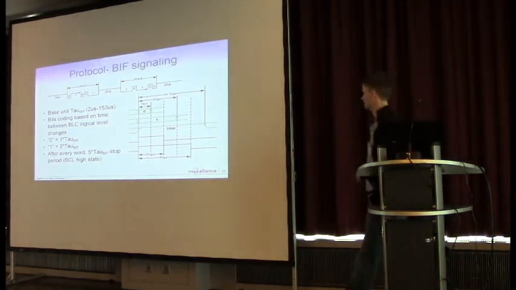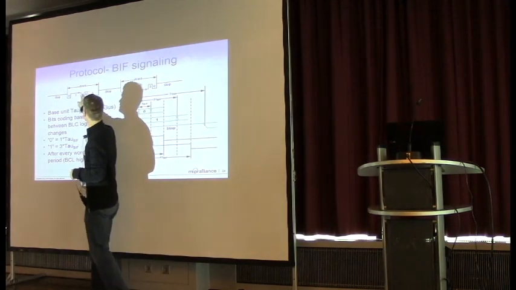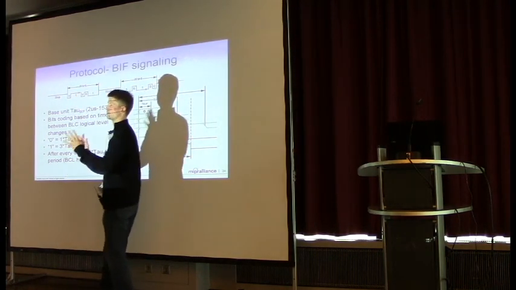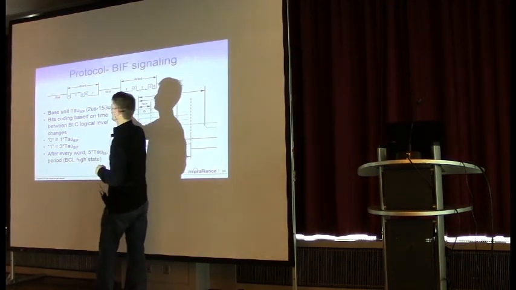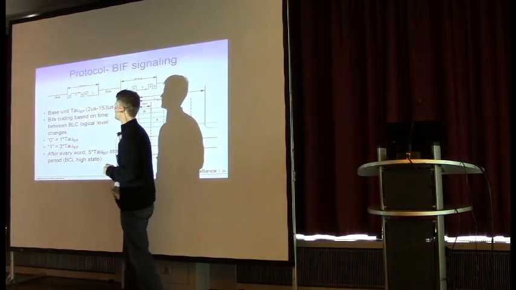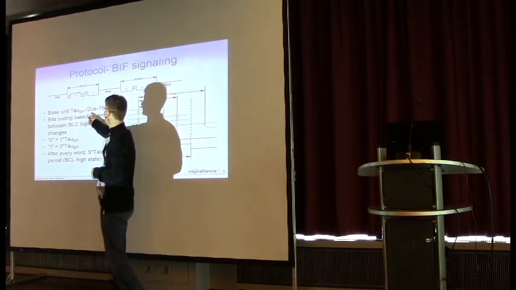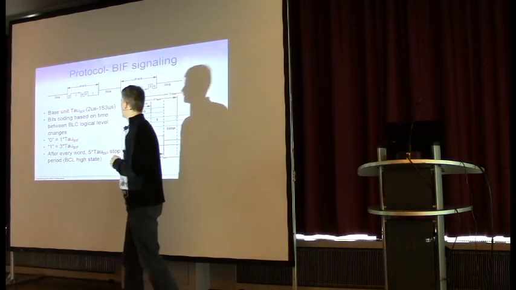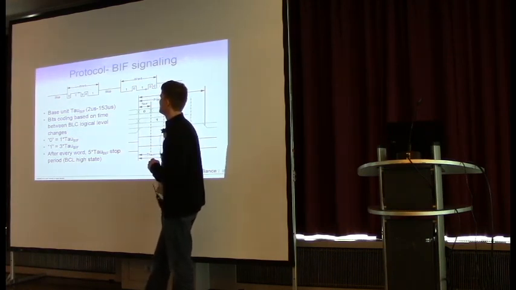So the bit signal. As I said, there are words here. This is not a full word, it's cut in the middle just to make it shorter. There's a word, and then there's always a stop period. The base unit in a bit is always tau bit, and tau bit can vary from 2 microseconds to 150 microseconds.